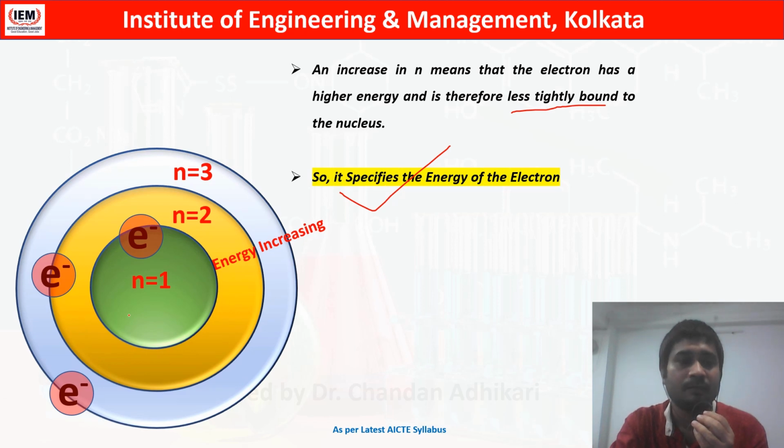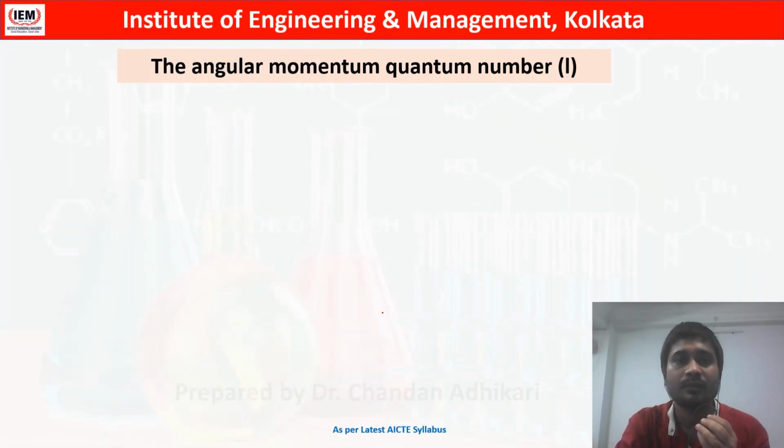For example, let's say one electron is present in n equals 1, another electron is present in n equals 2, another electron is present in n equals 3. That means the energy of the electron present in n equals 3 is much higher than the energy of the electron present in n equals 2, which has higher energy than the electron present in n equals 1. So energy is increasing in this direction as n is increasing.